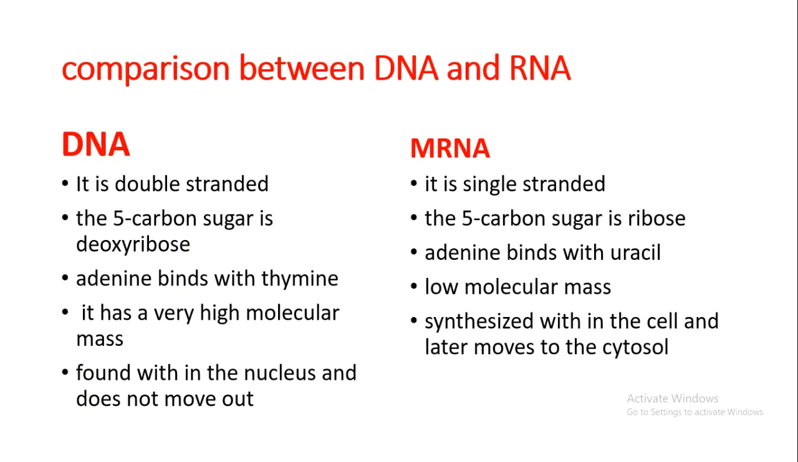Alright, let's move on. We are going to look at the comparison between the DNA and RNA. DNA is double-stranded, whereas messenger RNA is single-stranded. On the DNA side, on your right, the 5 carbon sugar, or the pentose sugar, is deoxyribose. We won't penalize you when you say the pentose sugar is deoxyribose, okay? So we look at messenger RNA. The 5 carbon sugar is ribose.